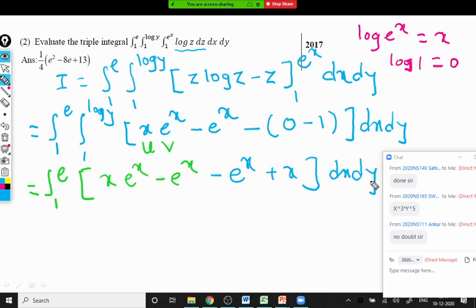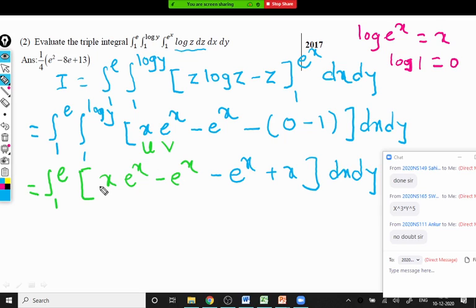This first step, x e to the power x minus e to the power x, you did by doing u integration of v dx minus integration of du by dx times integration of v. It is by parts, UV. First into integration of second minus derivative of first into integration of second. So it is directly written by parts.